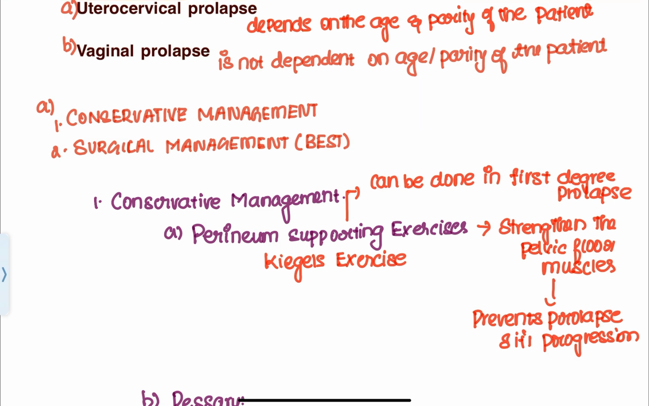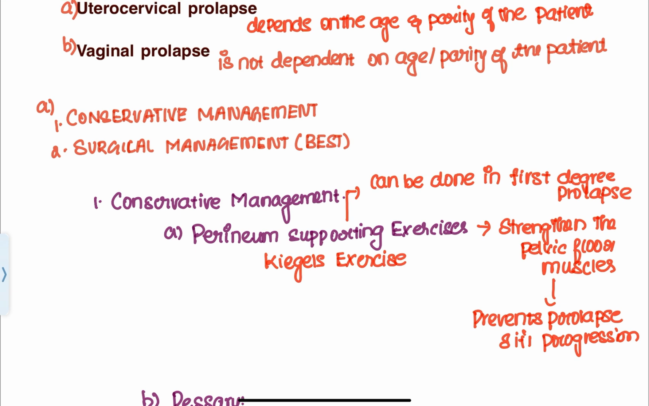So what is the conservative management? Conservative management can be perineum supporting exercise, which is called Kegel's exercise. Kegel's exercise is nothing but a perineum supporting exercise. These exercises strengthen the pelvic floor muscle. The major problem with prolapse is weakening of the pelvic muscular, ligamental and mechanical support. If you strengthen these pelvic floor muscles, the chances of prolapse will be less, and the chances of progression of prolapse will also be less. So you need to advise the patient to do perineum supporting exercise, that is Kegel's exercise.